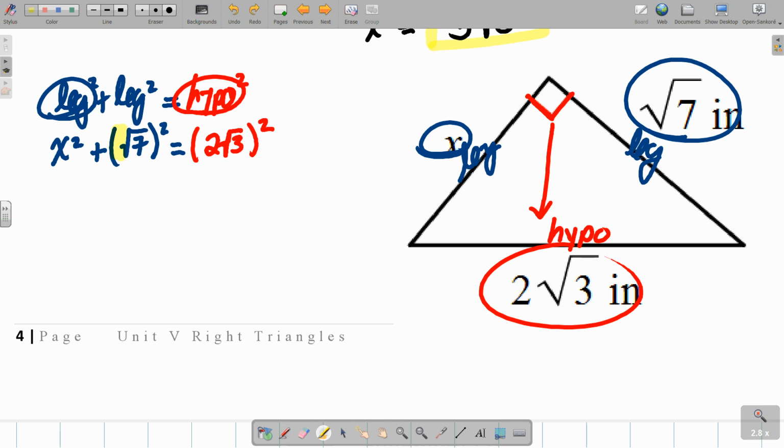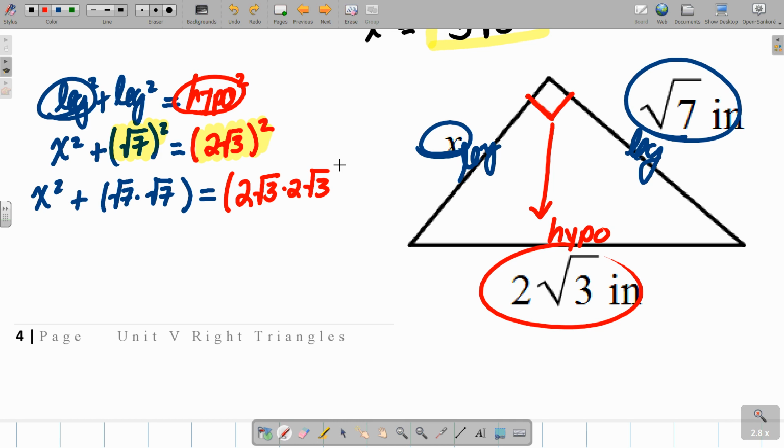Exponents expand. Exponents always expand. Let me show you what I mean by that. Do not square in your head. Root 7 squared looks like this: root 7 times root 7. 2 root 3 squared looks like this: 2 root 3 times 2 root 3. That's what expand means. Do not square those in your head.